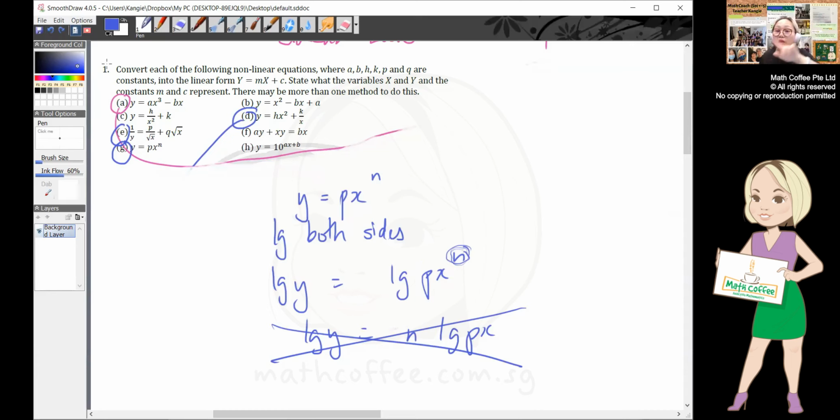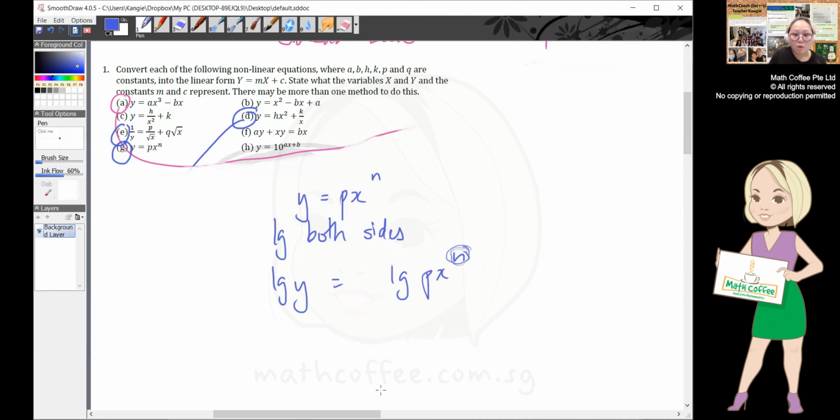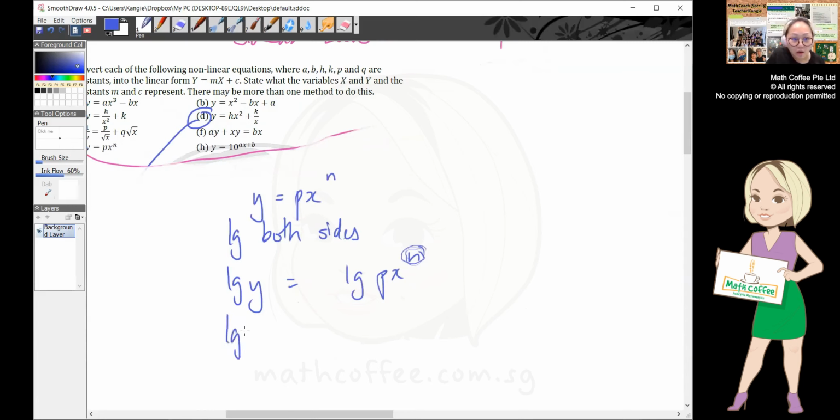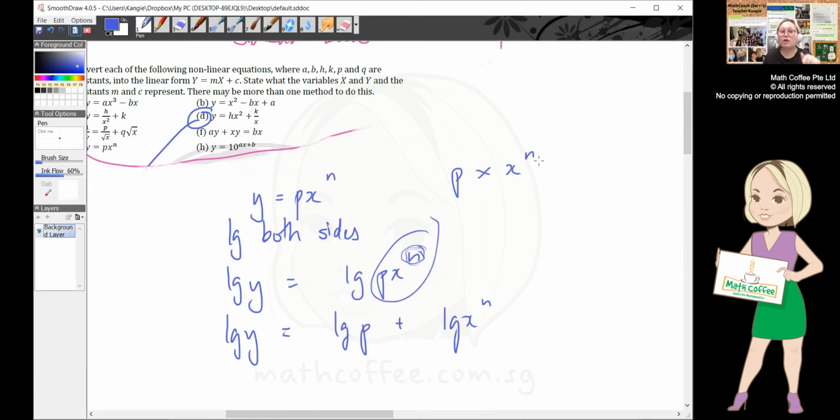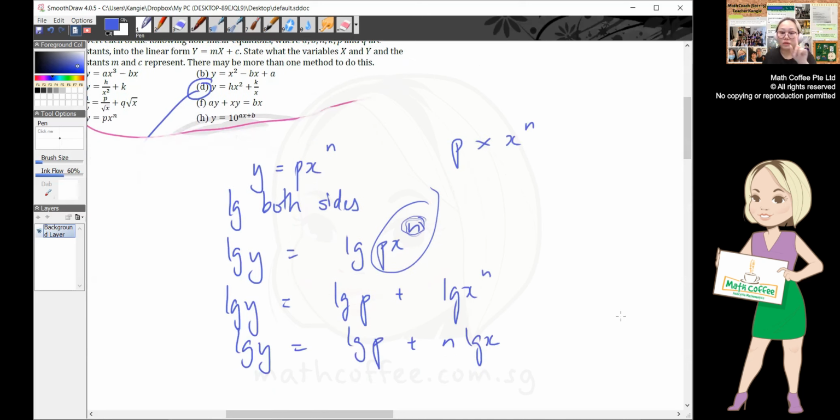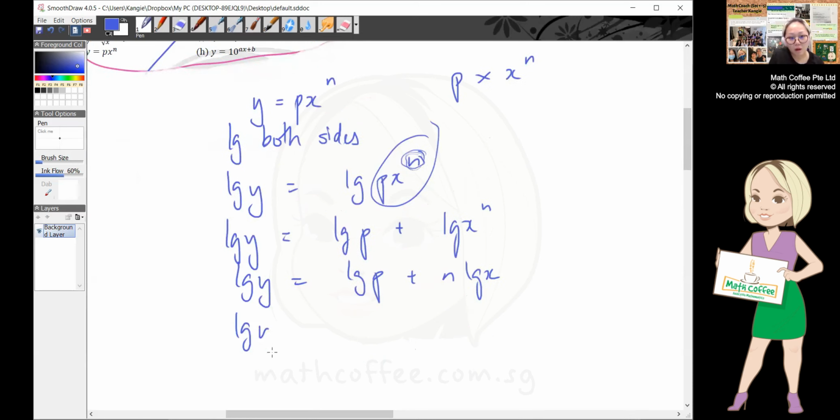So it means that the n only belongs to the x. So in this case, how am I going to split it? What I need to do is, log y equals log p plus log x^n, because this is p multiplied by x^n. So when I split, logarithm of a multiplication becomes plus. So that's why the n only belongs to this side. So it becomes log y equals log p plus n log x. You understand? So take note, the n only belongs to the x, doesn't belong to both of them. Then after that, let's shift a bit, it becomes log y equals n log x plus log p.